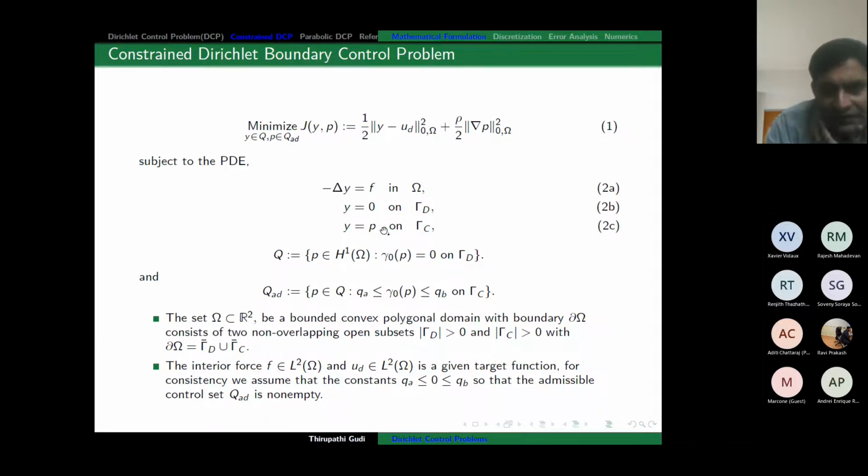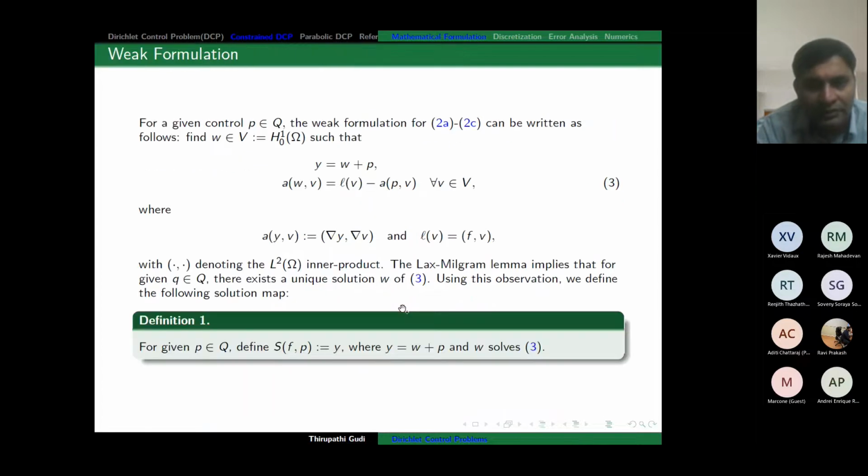And because of y equal to 0 on Gamma D, these two will have intersection points. So to have the set Q_ad non-empty, for compatibility we need to assume that Qa is a negative constant and Qb is a positive constant. So this is now minimizing, where the state is coming from this space and the control is coming from this set. This is a closed convex subset of Q.